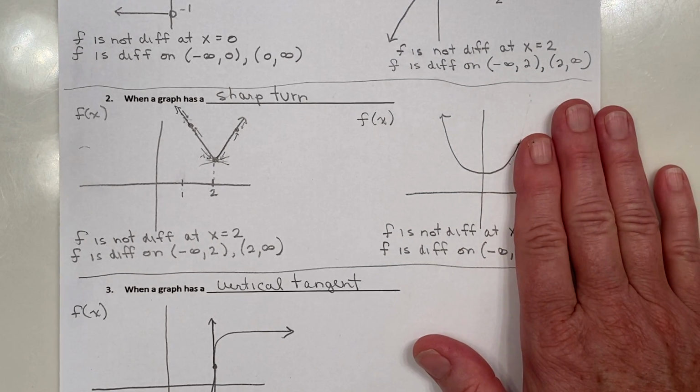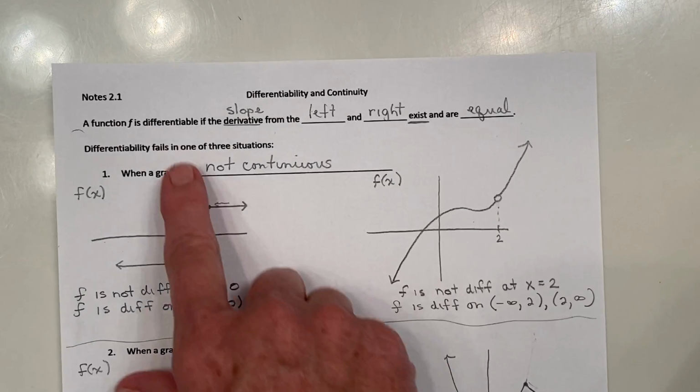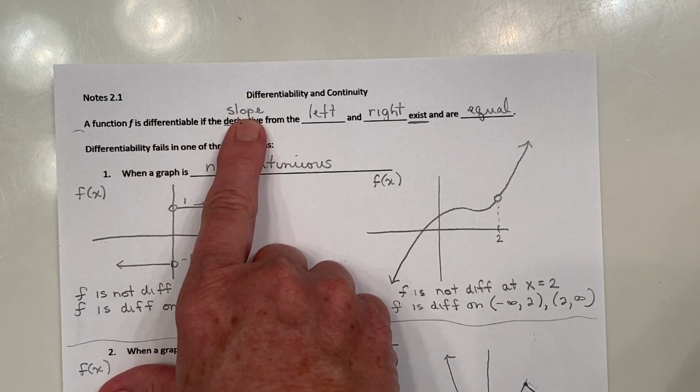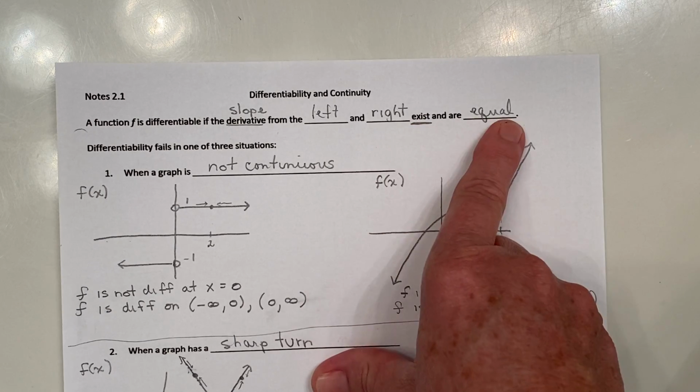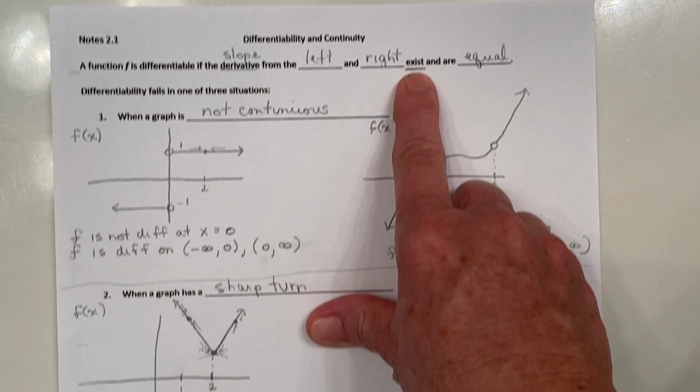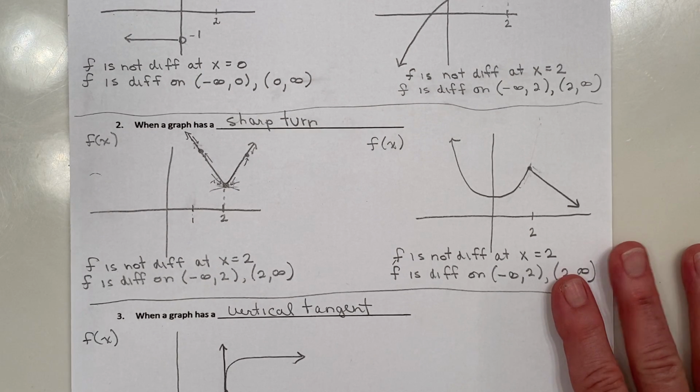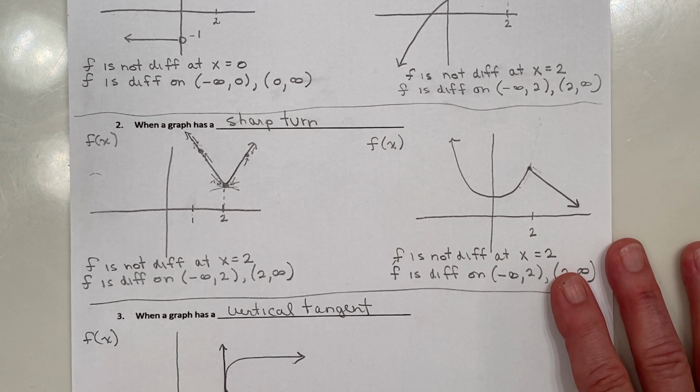Well, what kind of slope exists on a vertical line? Well, a vertical line has no slope, or the slope does not exist. So remember, a function is differentiable if the slopes from the left and right exist and are equal. Well, slope doesn't exist on a vertical line. So this vertical tangent line that has no slope causes this graph to be not differentiable at this x value.